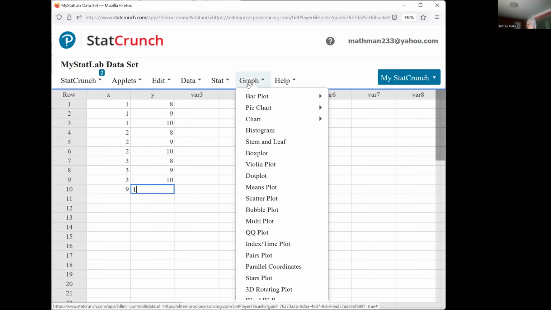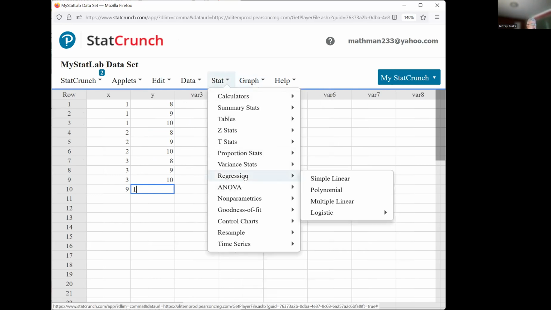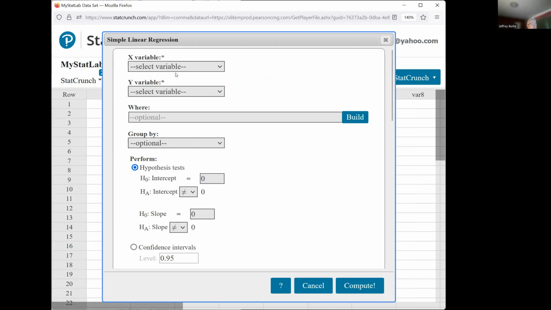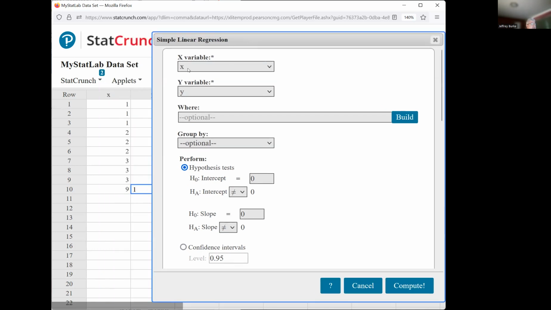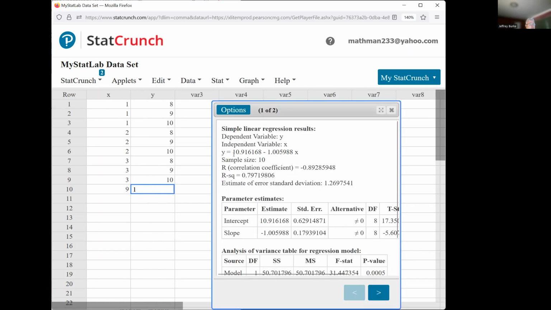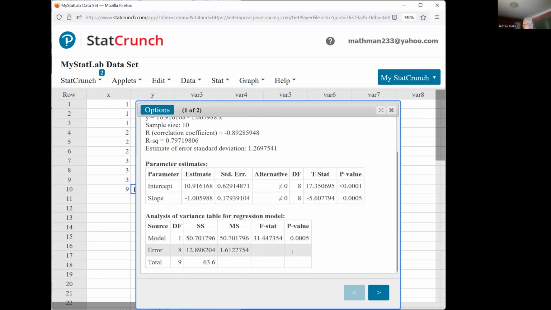So I'm going to go to stat, regression, simple linear, X, Y. Now, if you don't label, like I did X and Y, you'll see bar 1 and bar 2 here. Let's compute. And there's our correlation coefficient of negative 0.893. Be careful of rounding. Okay, so there's our correlation coefficient. And the p-value is going to be 0.0005. That's really, really strong. So yes.